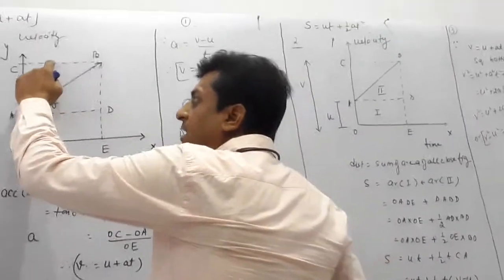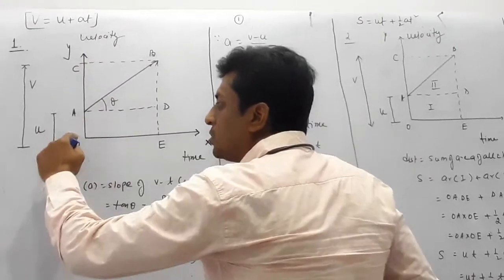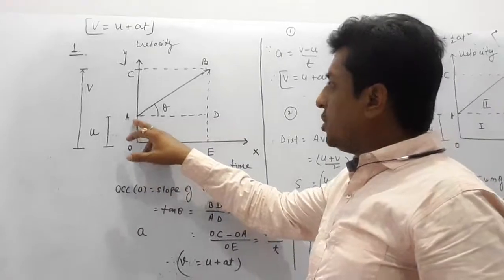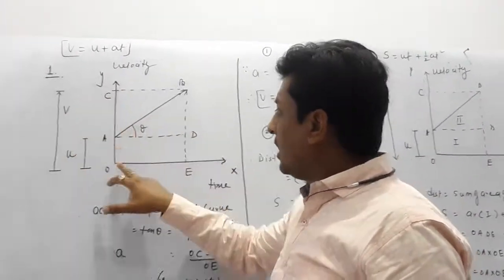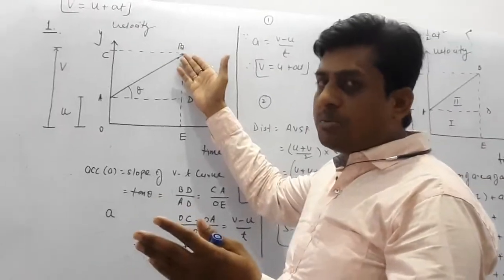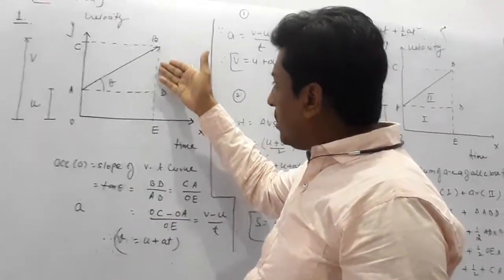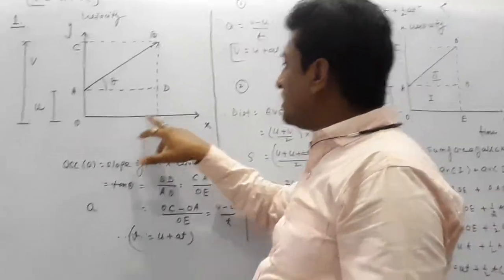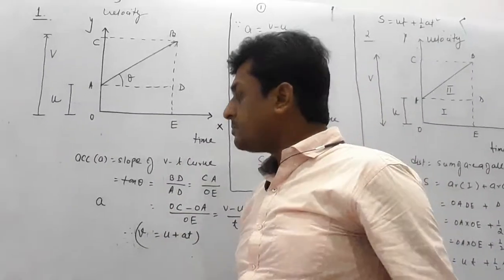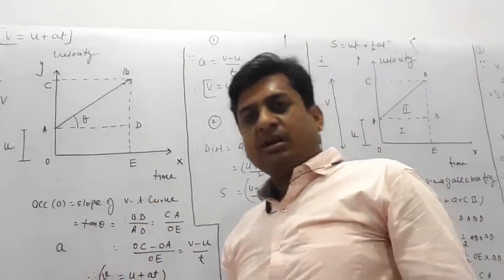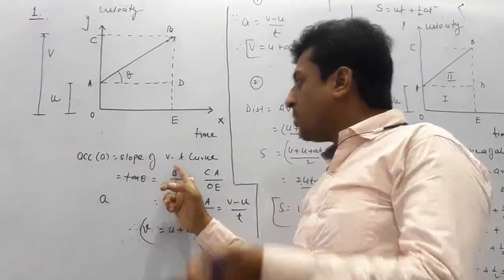On the velocity axis, when you draw a perpendicular line, you will get the velocity of the body as v. So this is u and this is v, and from here to here is t, because till B you are observing motion. When you draw a perpendicular on the time axis, you get the total time from O to E, and that equals t. Remember this. Now, with the help of the velocity-time graph, we can calculate acceleration, and acceleration is the slope of the velocity-time curve.